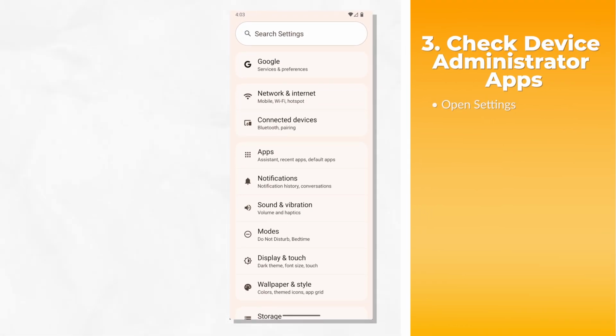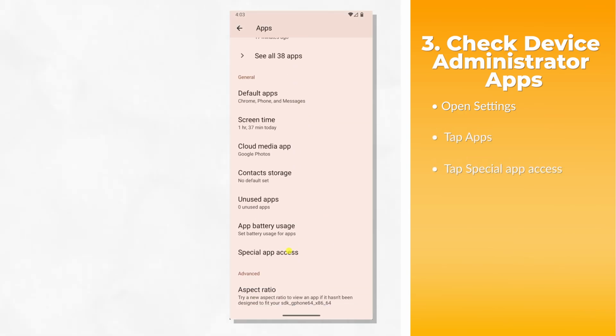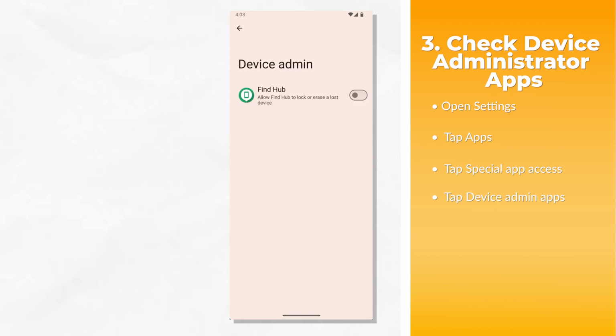Now check your device administrator apps, since these have deep system access. In Settings, go to Apps, then Special App Access, and tap Device Admin. You should only see legitimate apps like Find Hub or Find My Device. Anything you don't recognize needs to be disabled immediately.